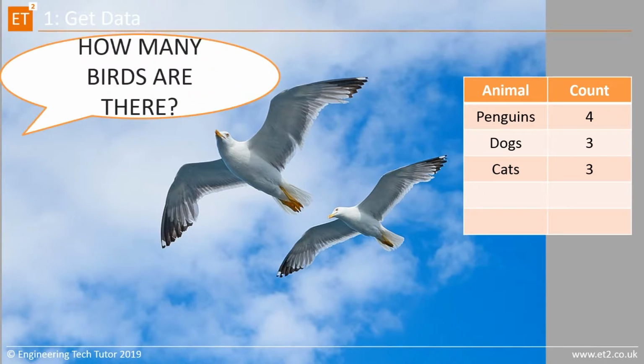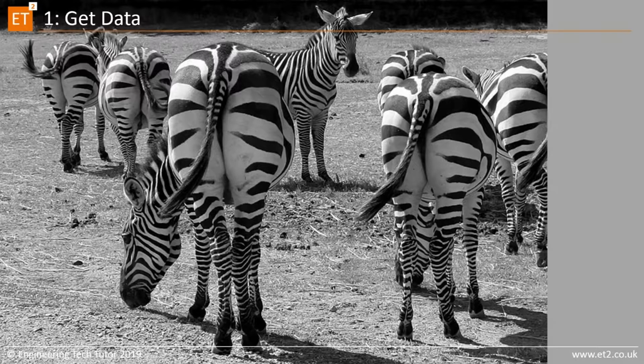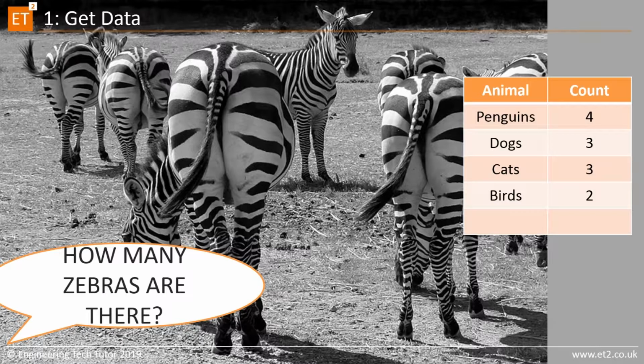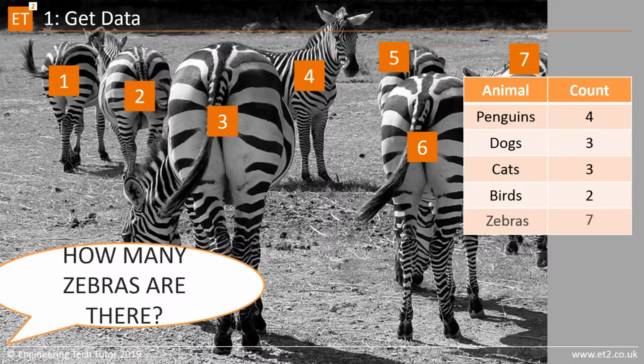How many birds are there in this photo? 1, 2. So we shall write birds and 2 in the table. How many zebras are there in this photo? 1, 2, 3, 4, 5, 6, and 7. So let's write zebras and 7 in the table.